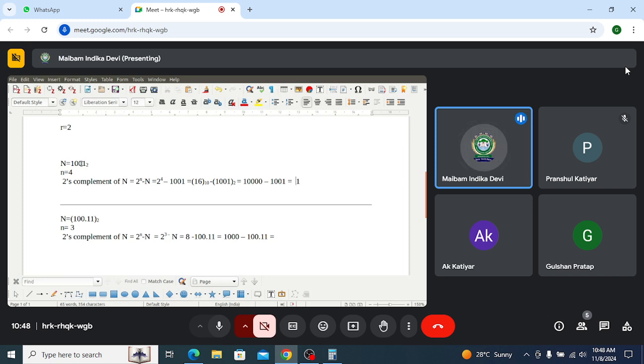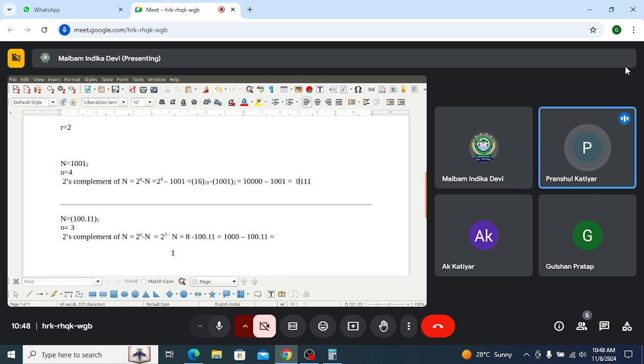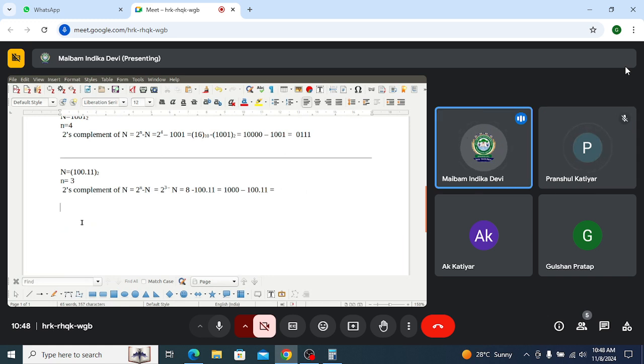After that, wherever there are zeros, you keep 1. So you write 1 1. For these two zeros, you keep 1 1, and for this 1, you keep a 0. This is the answer that you get, or this is the answer for the 2's complement of this n. Clear? Yes, ma'am.